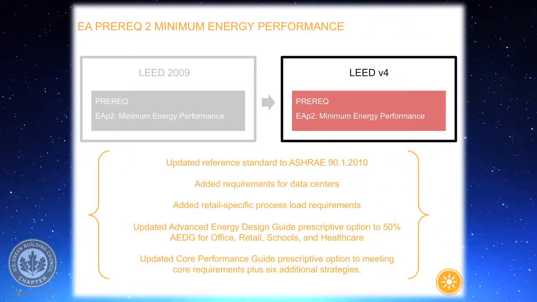What I would consider to be the most major change in the rating system from LEED 2009 to LEED version 4 are the changes to the minimum and optimized energy performance prerequisite and credit. We've switched our reference standard from ASHRAE 90.1 2007 to 2010. Not really a big change in terms of redlining the rating system, but in terms of what that means because of the changes that ASHRAE has made to their program. ASHRAE 90.1 2010 is about 20% more stringent than 2007.